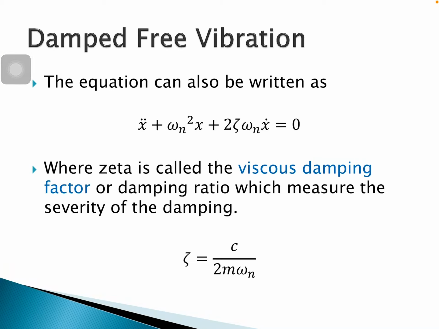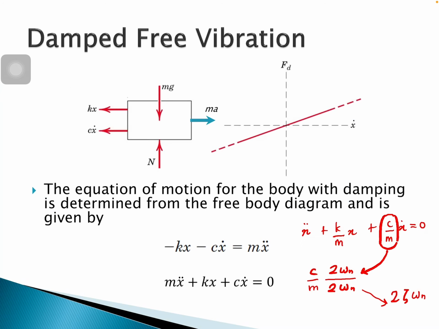Okay, now we want to know how we can get this equation. We know how to get the first two components. So the third component, for the damper, the 2 zeta omega n, can be obtained from this equation. We divide everything by m, so we get this equation, right?